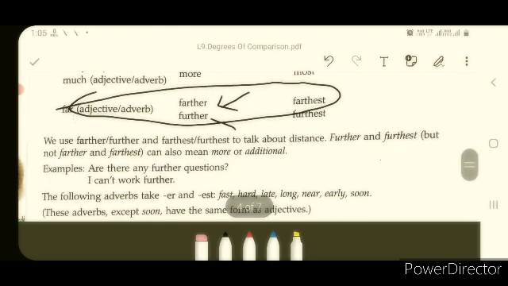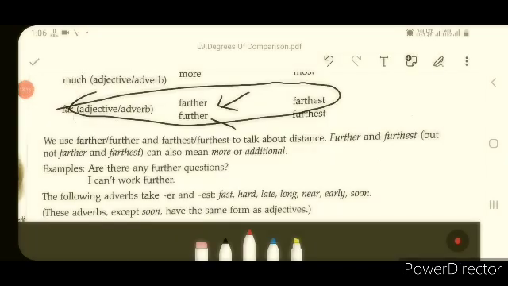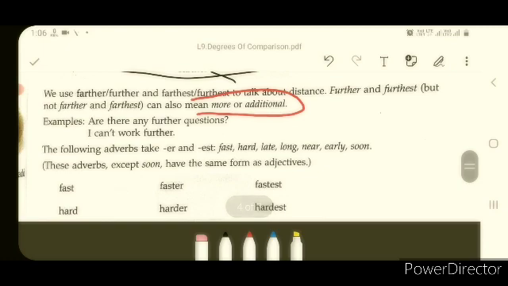Okay, they are giving a little explanation here that will help. See, we use farther, farthest, further, furthest to talk about distance. Further and furthest, but not farther and farthest, can also mean more or additional, like I mentioned, talking about limit. Don't talk any further. Example, are there any further questions? We are talking about limit here. I can't walk further, means I'm done.